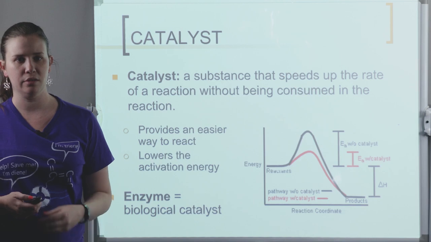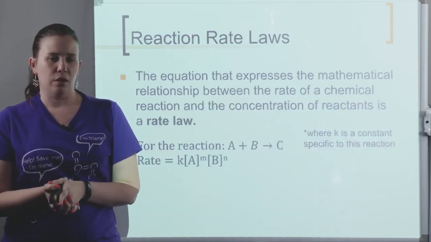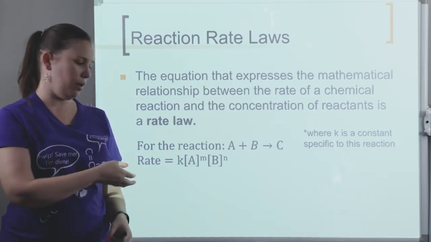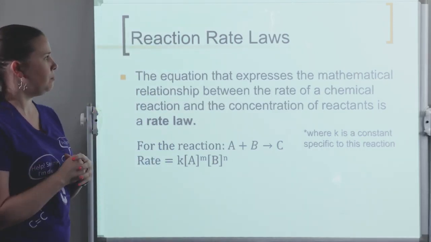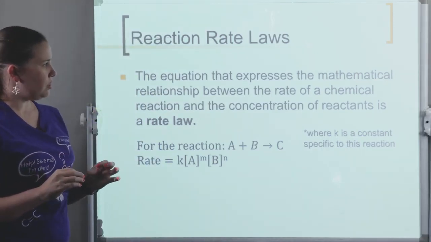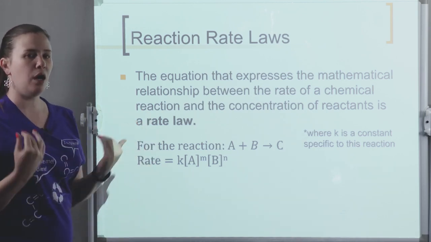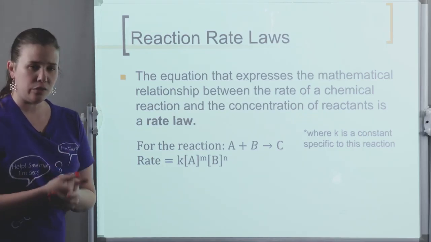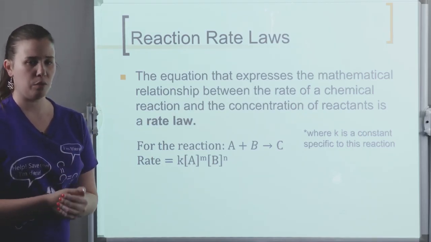The last thing that we're going to look at with reaction rates is writing a reaction rate law. So this can get a little bit tricky. You want to take it a piece at a time. What the rate law essentially does is compares the rate of the reaction to how the concentration of a reactant affects it. It's only the concentration of the reactants that matter. I don't care about the concentration of the products.